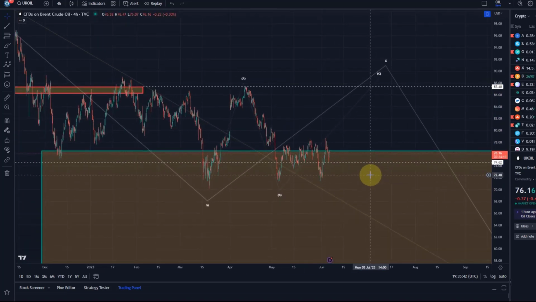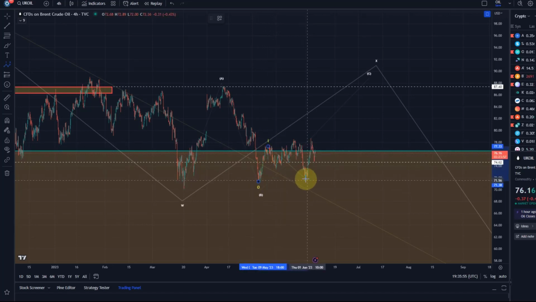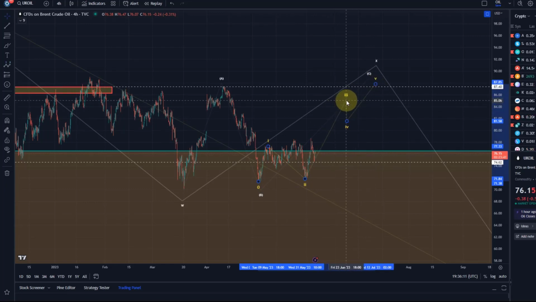So if we now zoom in, I would then in this C wave look at a 5-wave move to the upside, because this move up can be counted as a 5-wave move. So I'm looking at this as a wave 1, the move down here, which bottomed on the 31st of May, as a wave 2. And now we're moving up in a 3, 4, 5. And that could take us around about $85, $86, I think, maybe even a little higher. Need to see how these sub waves develop.